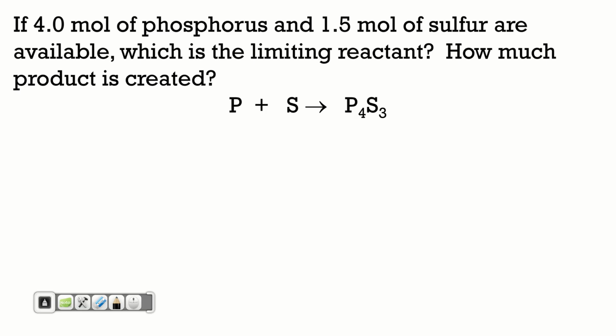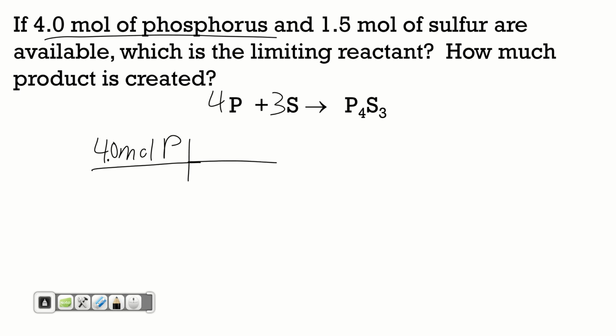All right. So I got to balance it. So I got 4 and 3. This is a nice, easy synthesis reaction to do. I have 4 moles of phosphorus is what I'm starting with. 4.0, sorry, I should keep sig figs. And obviously there's only one product, so I'm going from moles of P to moles of P4S3.